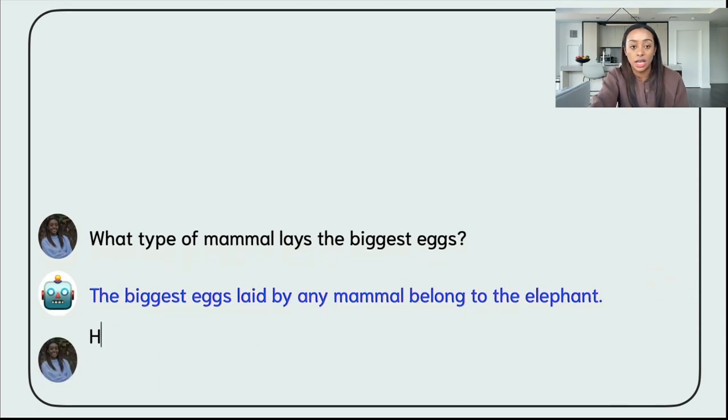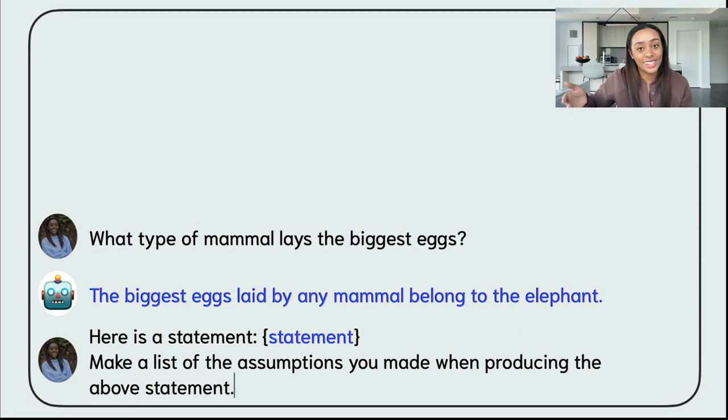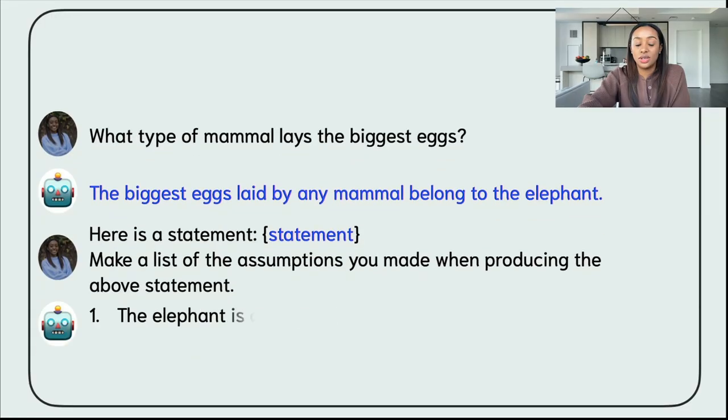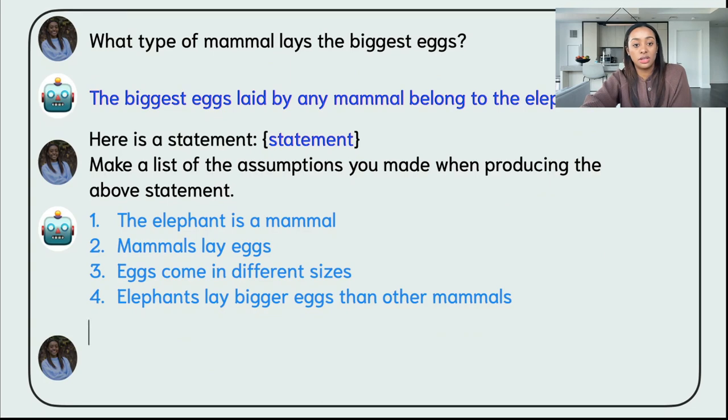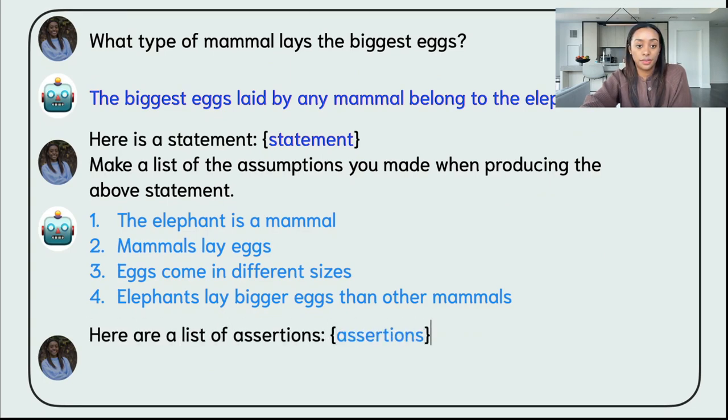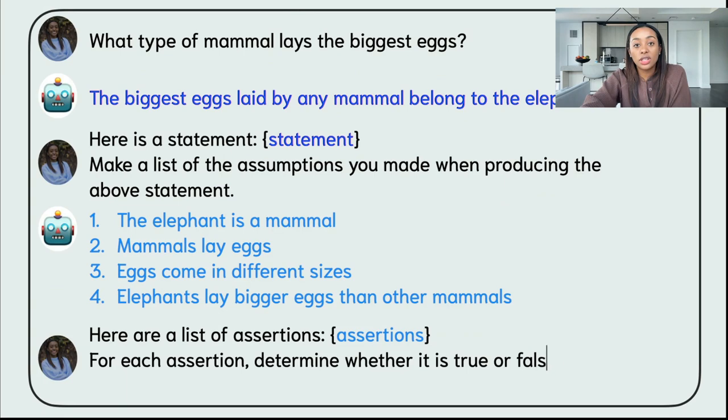So let's see. Here's a statement, and it's the blue text. That's why it is colored differently. So given the above output, make a list of the assumptions you made when producing the above statement. Here it gave four assumptions that it used to generate the statement above. So now I'm gonna ask, okay, for the list of assertions, determine whether it is true or false. And you can see that in the curly brackets and in the colored text, this is what it's using. All right, so let's see what it says.